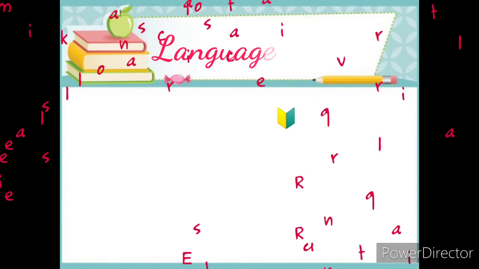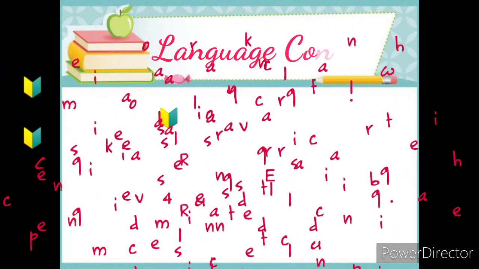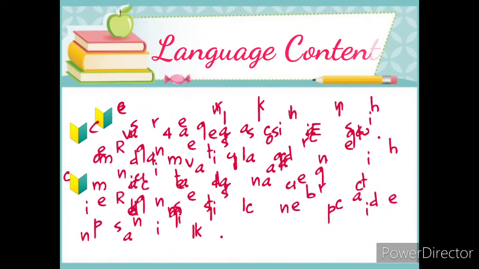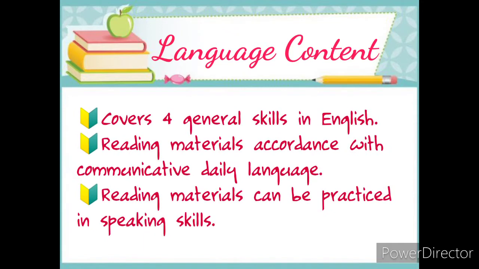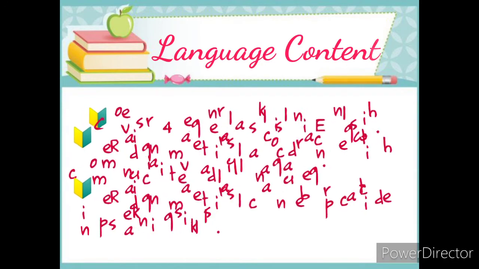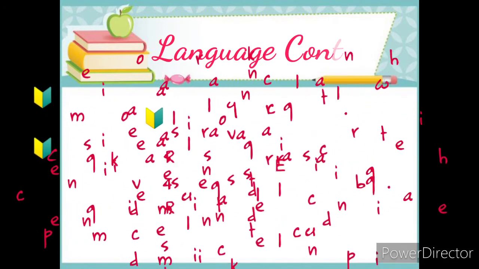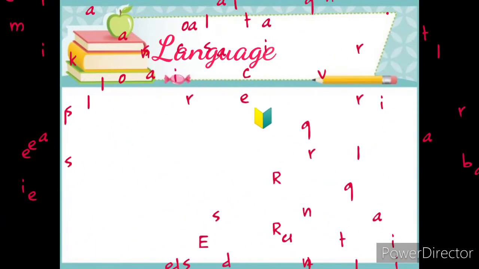Heading 3, language content, consists of 3 points. The first is that it covers the general skills: reading, writing, listening, and speaking in English. Second, reading materials are in accordance with communicative daily language. And the third is that reading materials can be practiced in speaking skills.